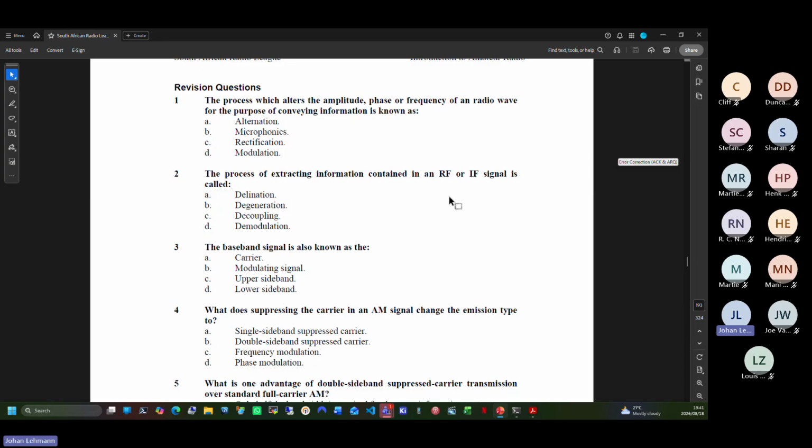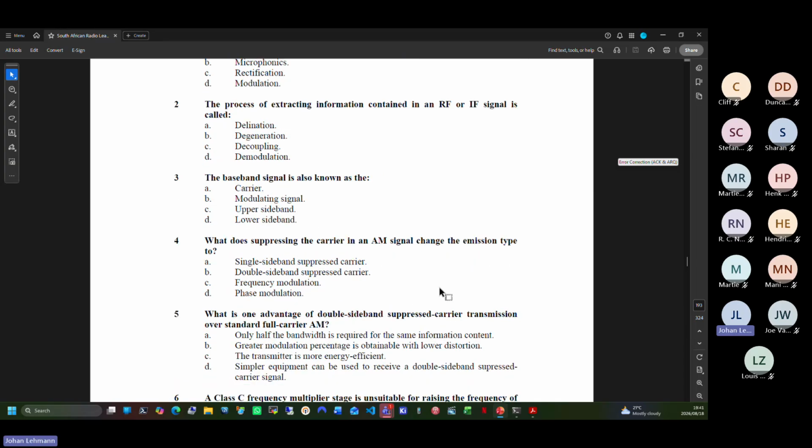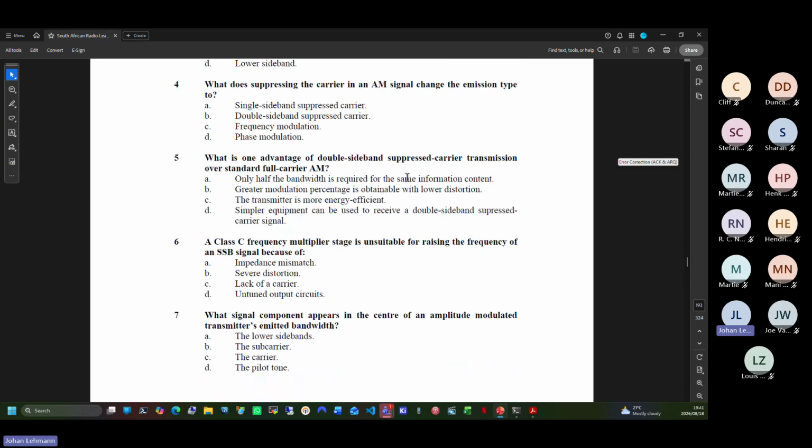Question 4. What does suppressing the carrier in an AM signal change the emission type to? Double sideband. Yeah, double sideband. What is one advantage of double sideband suppressed carrier transmission over standard full carrier AM? More energy efficiency.